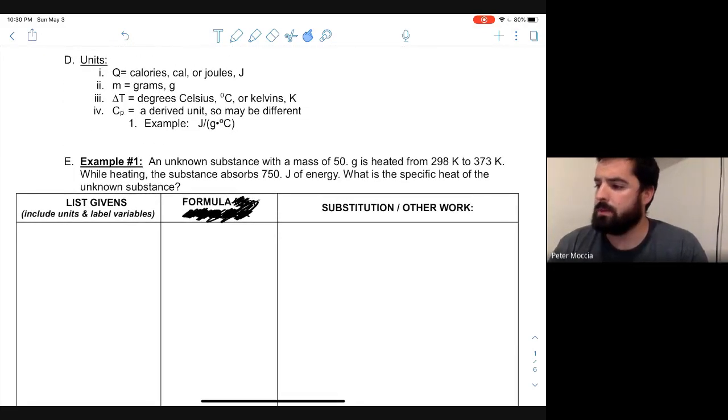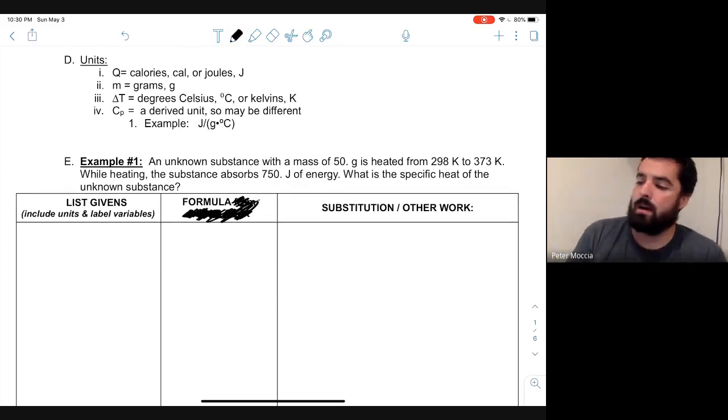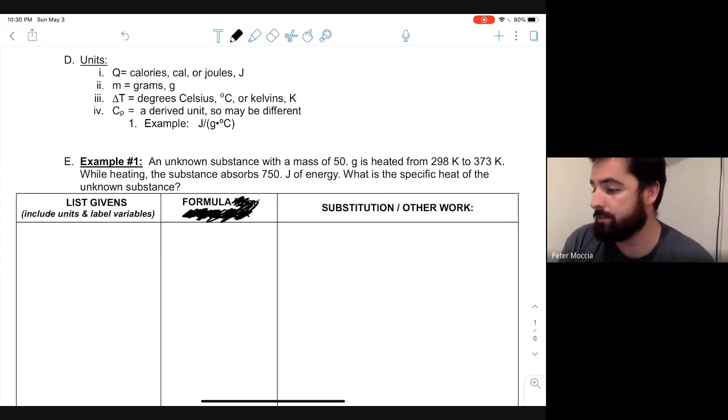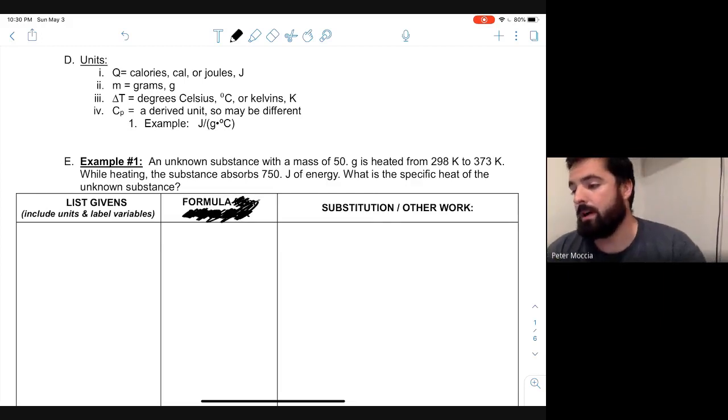So here are the units we're going to be using. Heat is in joules, mass is in grams, and temperature we're going to use degrees Celsius for the most part. So that leaves C to be joules per gram degree Celsius.